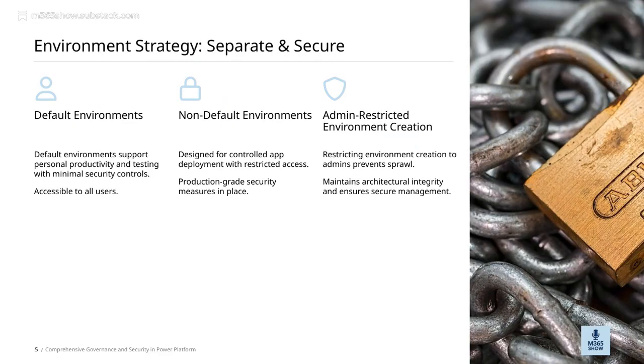Now, let's take a closer look at our environment strategy, separate and secure. This approach is all about implementing comprehensive governance and security within the Power Platform. One key point here is that restricting environment creation to admins helps prevent sprawl. By doing so, we maintain better control over the number of environments and ensure they are used appropriately. This also helps us preserve the architectural integrity of our solutions and guarantees secure management across the board.